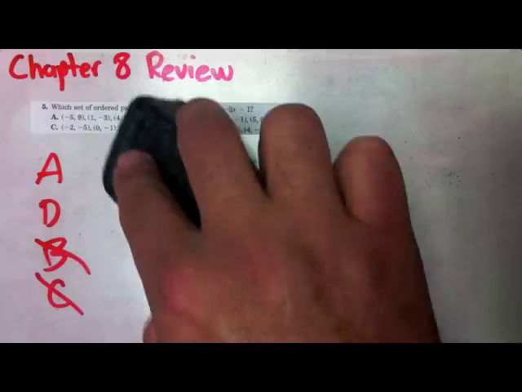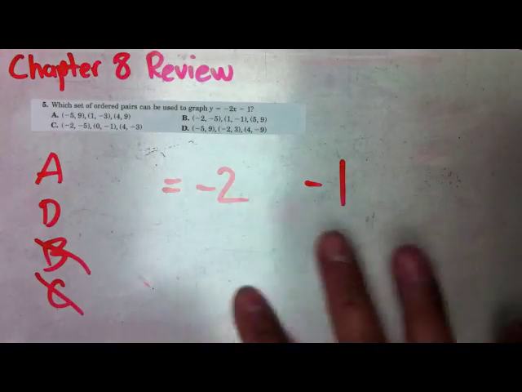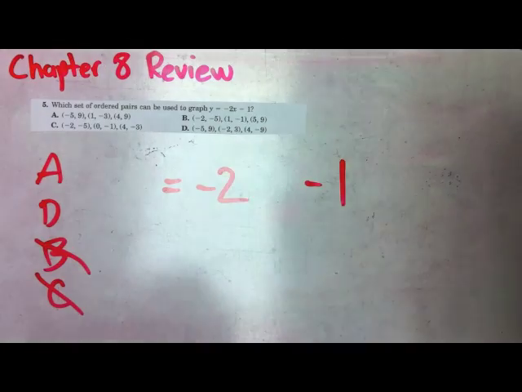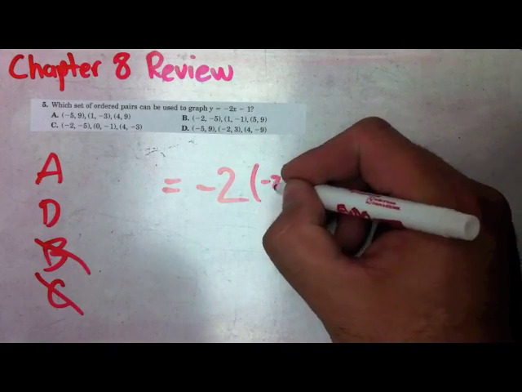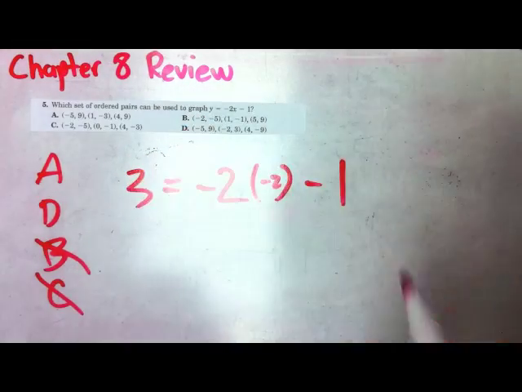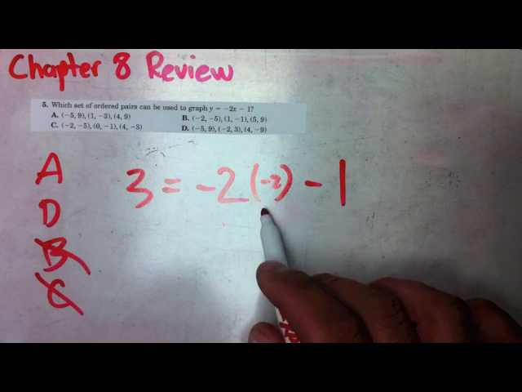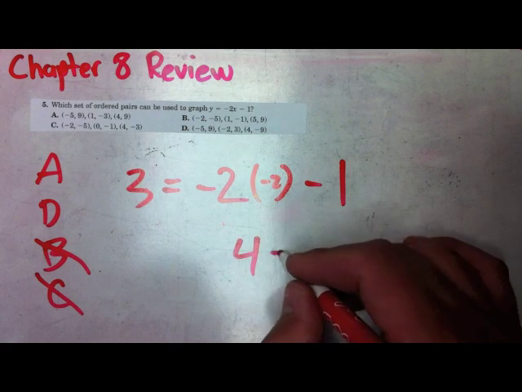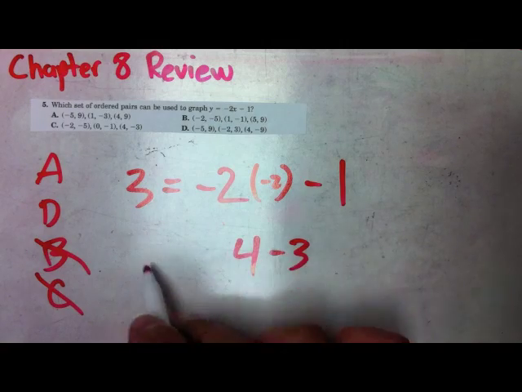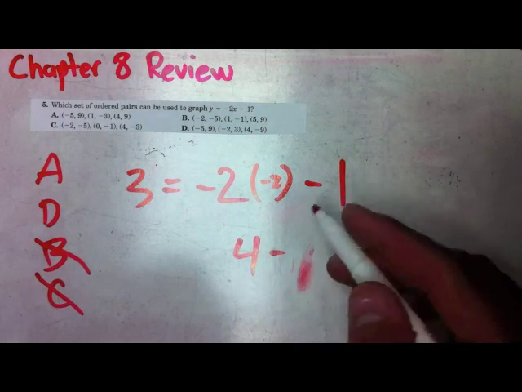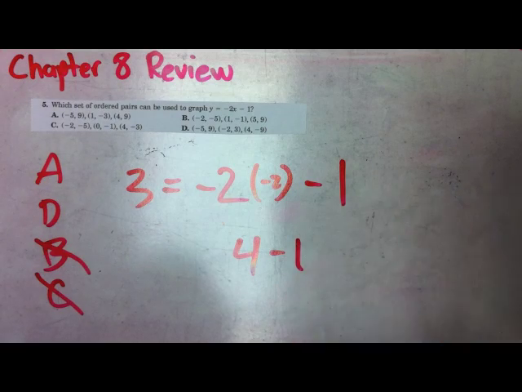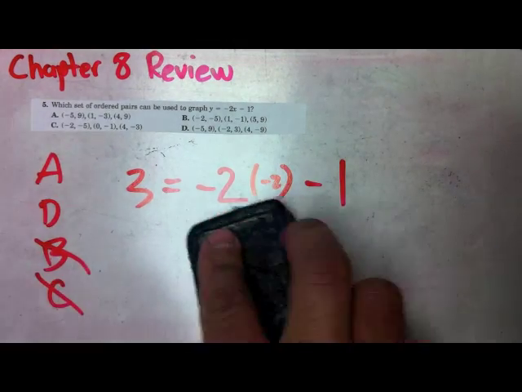So now I'm going to erase my x and my y. I'm going to plug in the second one from D, which x is negative 2 and y is 3. So here we go. Negative 2 times negative 2 is positive 4, minus 1, and that is 3. So that also is correct. So the second one in each one is correct again.